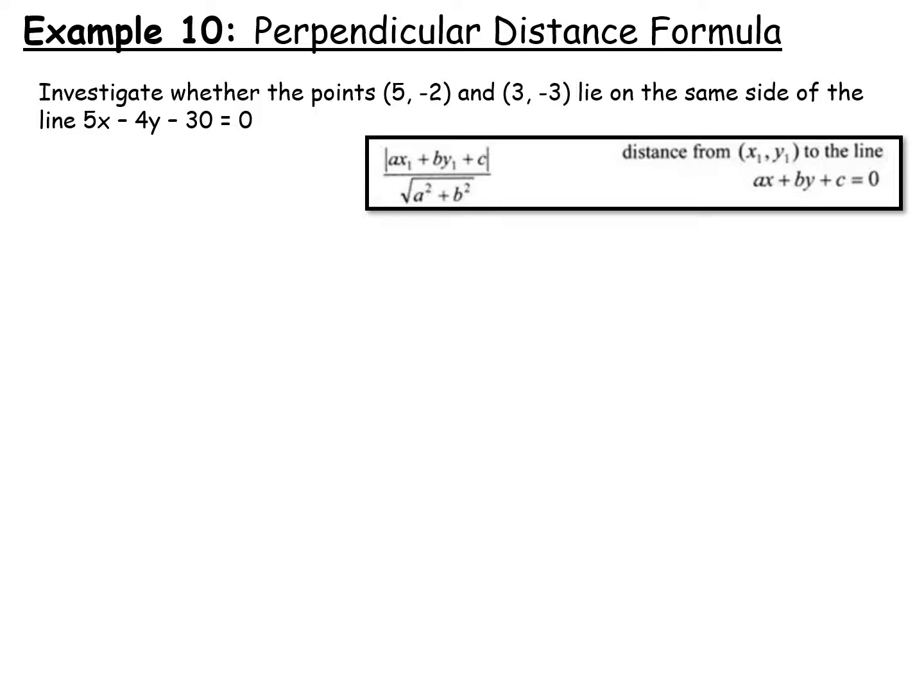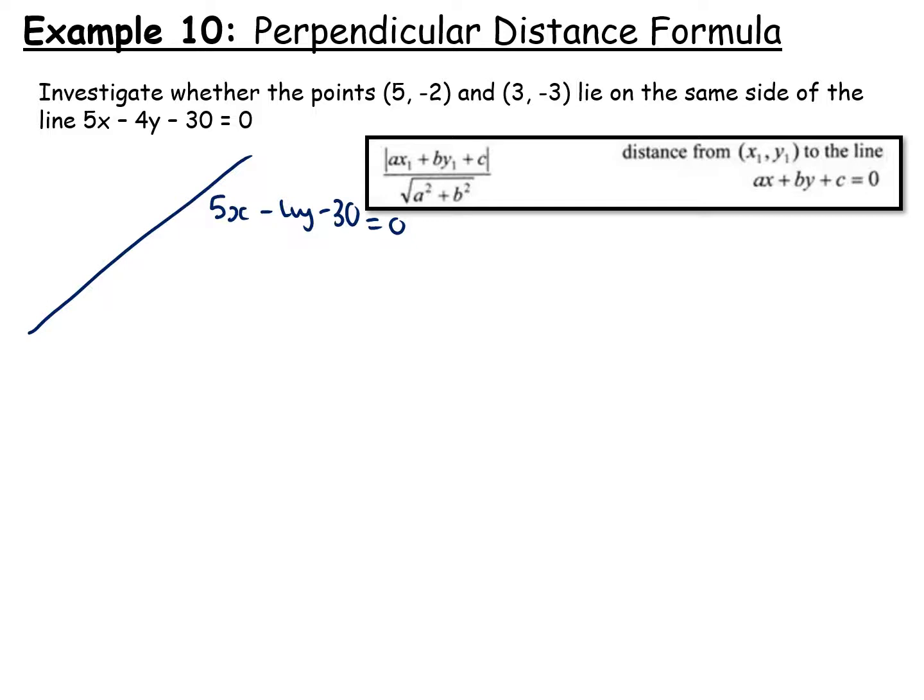So let's look at our last example for the perpendicular distance formula. This is one that's not maybe obvious about perpendicular distance, and it's not really talking about distance at all, but it's talking about where points lie in relation to a line. So if I have a line here, 5x minus 4y minus 30 equals 0, I want to figure out, do these points lie on the same side or different sides?